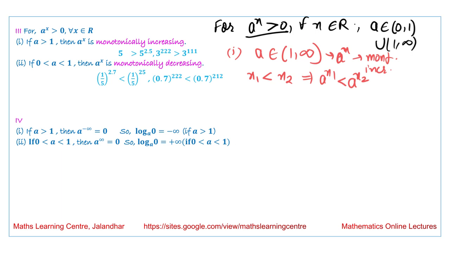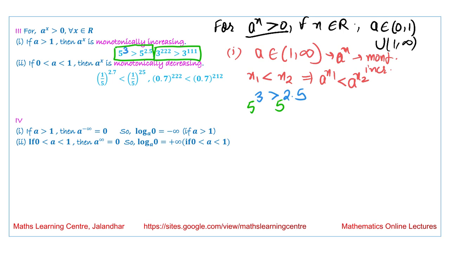So these examples are given over here. In this first example, we are saying that 3 is greater than 2.5. So this implies that 5 raised to the power 3 is greater than 5 raised to the power 2.5. Similarly, 3 raised to the power 222 is greater than 3 raised to the power 111.